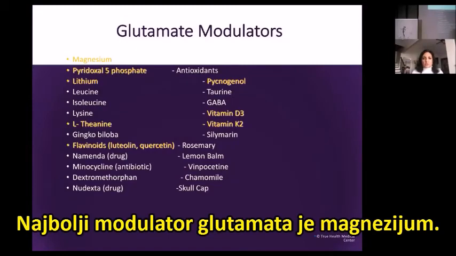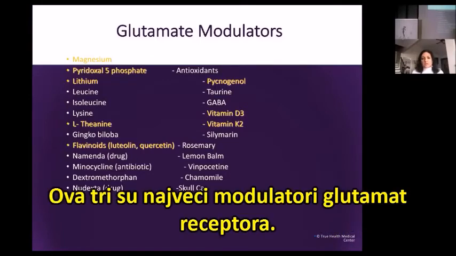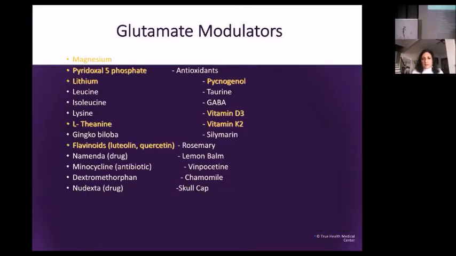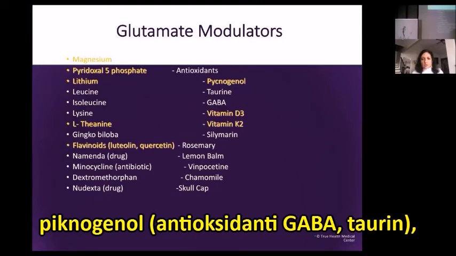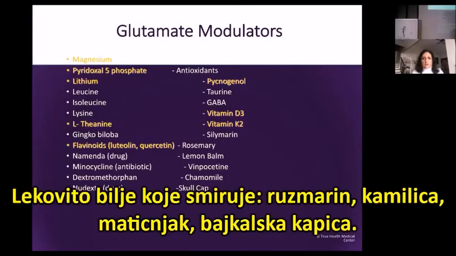What we can use as a nutrient that modulates glutamate is magnesium. Another big one is B6 in the form of P5P, and lithium. So those three are big glutamate receptor modulators or antagonists. Other nutrients that can be helpful for downregulating glutamate would be things like L-theanine, luteolin, quercetin, pycnogenol, and then vitamin D3 and K2 I like to help modulate calcium. Herbs that are very calming: rosemary, chamomile, lemon balm, skullcap.